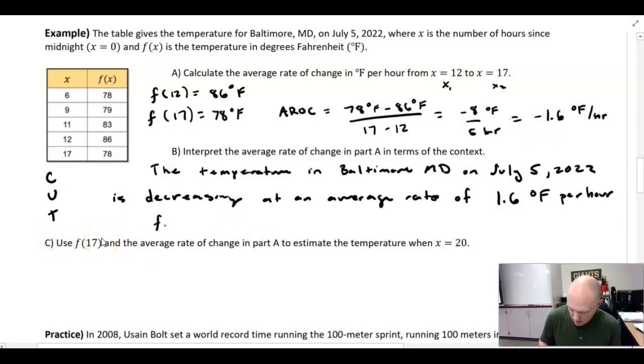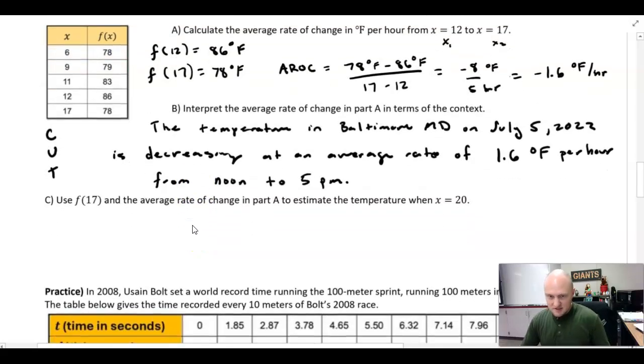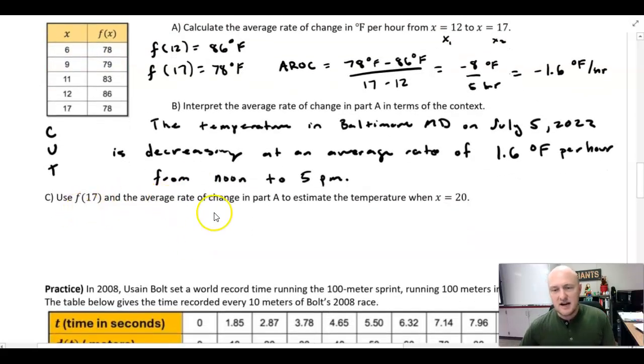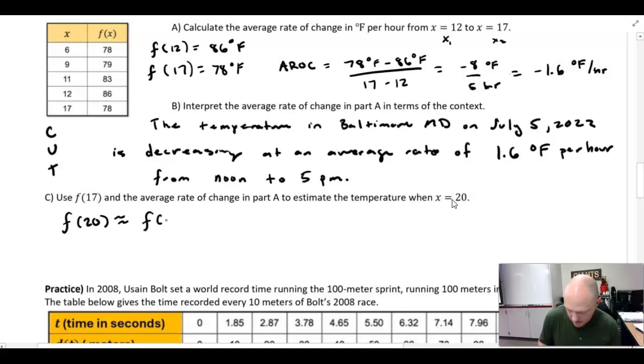When? From x equals 12 to x equals 17 hours after midnight, or I could say from noon to 5 p.m. And there you have it. Okay, C. Again, the approximation question. Use f of 17 and the average rate of change in part A to estimate the temperature when x is equal to 20. So f of 20 is going to be approximately what f of 17 is.